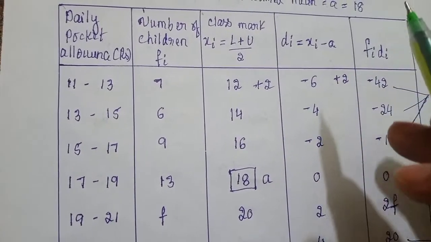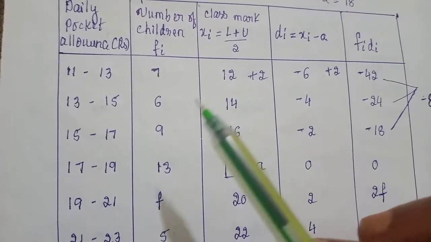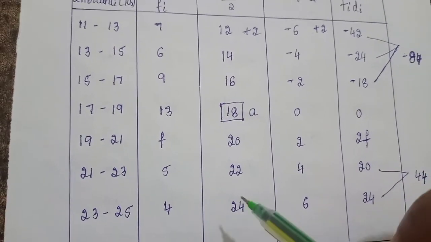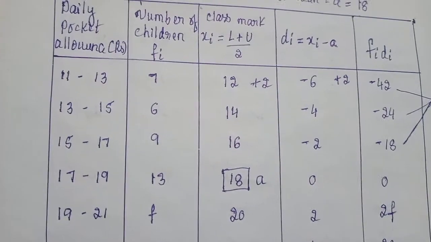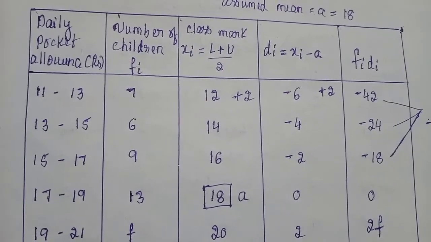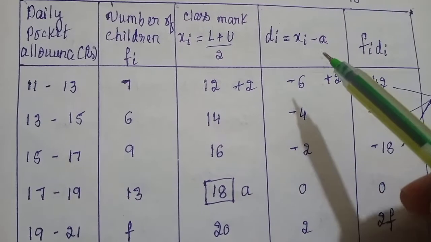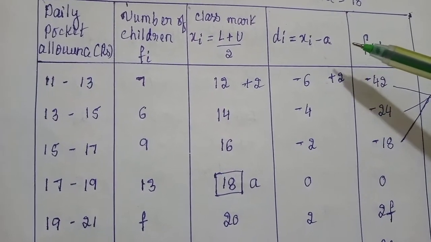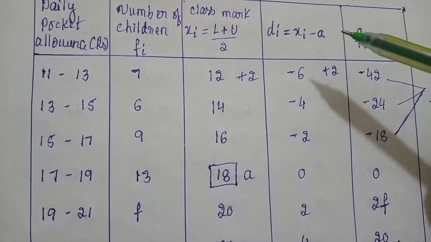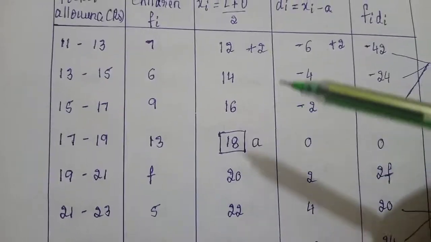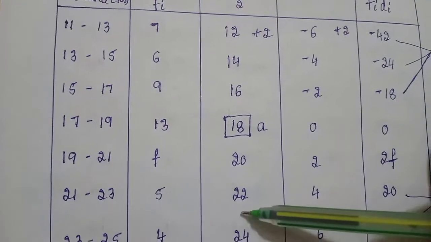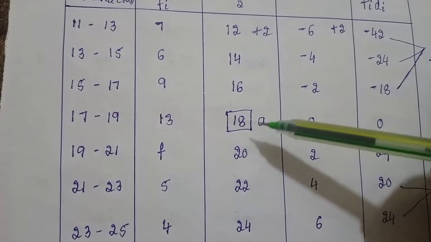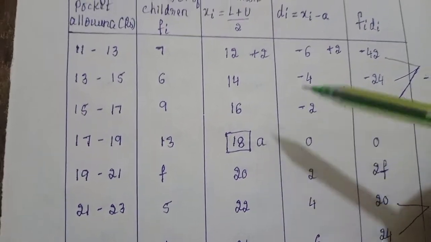Suppose you want to go for the direct method, as I said before, the numerical values of fi and xi should be small. You can observe here they are not small. So let us go for another method, that is the assumed mean method. What is the next column for that method? di, where di equals xi minus a. What is a? a is the middlemost observation from the class mark. You can see here 1, 2, 3, 4, 5, 6, 7. There are 7 numbers here. So what is the middle number? That is 18. So let us take 18 as the assumed mean, that is a.